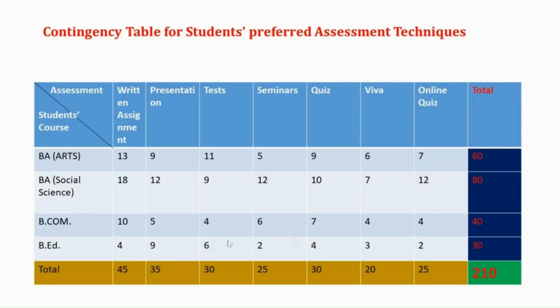In this table the frequencies are given. For BA Arts, the frequencies are 13, 9, 11, 5, 9, 6, and 7. Similarly, for the other courses, BA Social Science, BCom, and B.Ed, the frequencies are given, and the total number of students is 210.